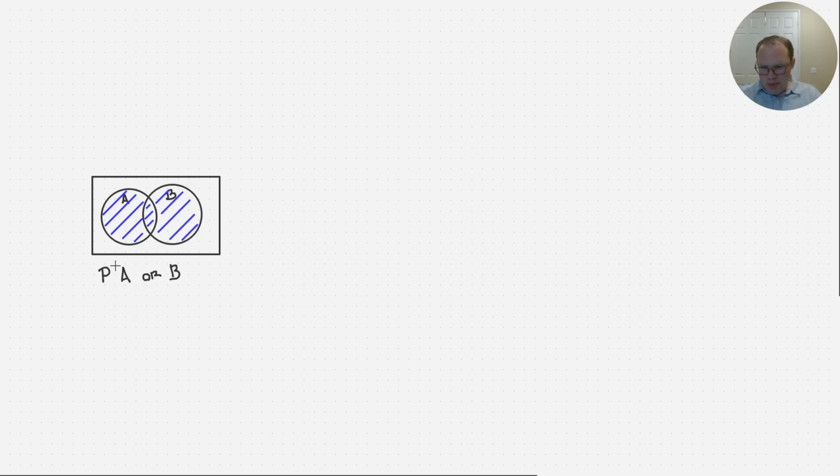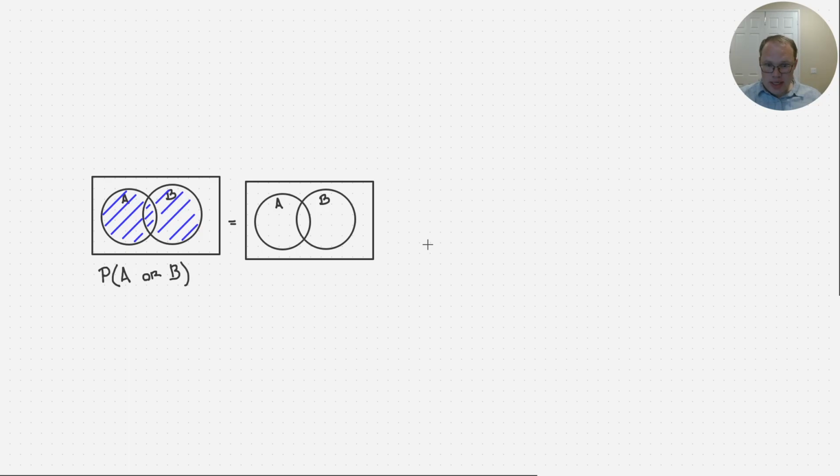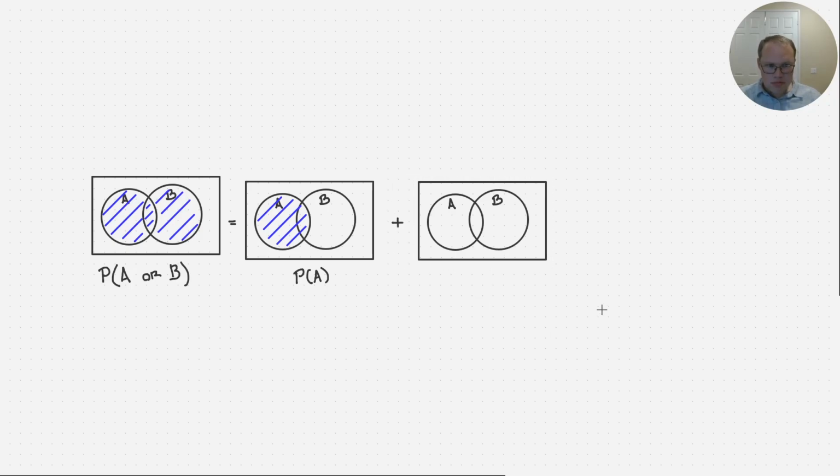And now I want to find the probability of A or B. So to think about this, this geometric understanding is going to be very helpful. Okay, so A or B is everything in A together with everything in B, right? So let's just separate them and see what happens. So let's start by taking everything in A. Okay, just in A. And now let's add in everything in B. Something like that. Okay?